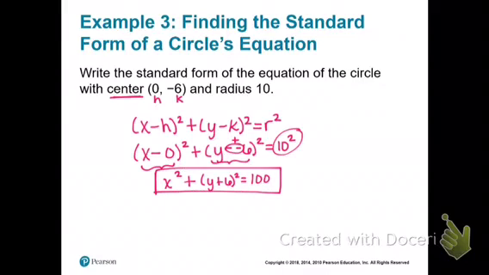Now, I want to point out, notice, x doesn't have a parenthesis because what was h? A 0. So if you end up with just an x² or just a y², that h or that k value that goes with it must be a 0.